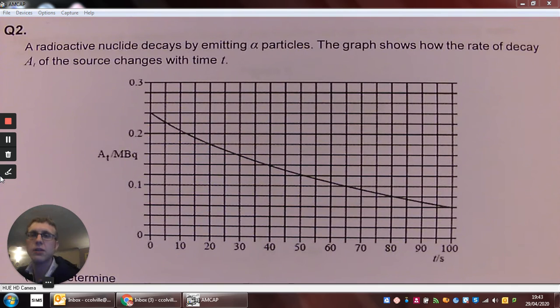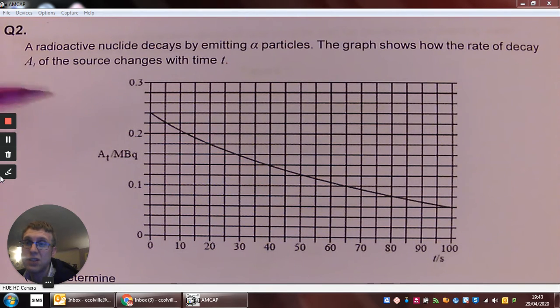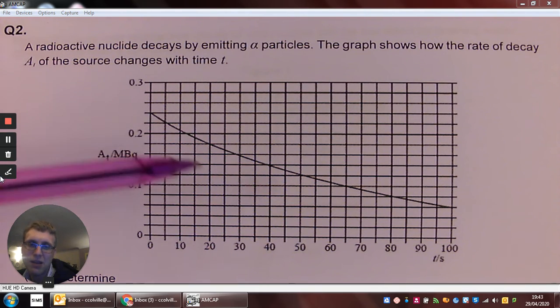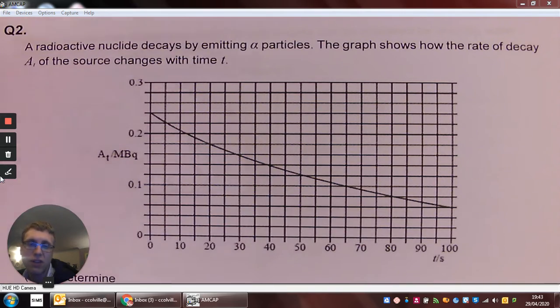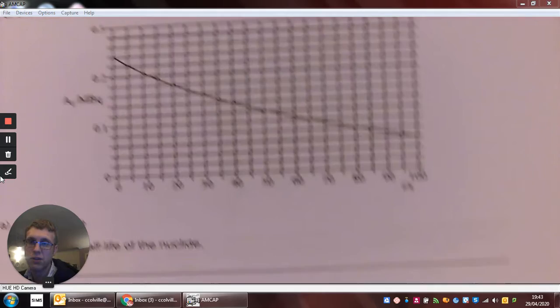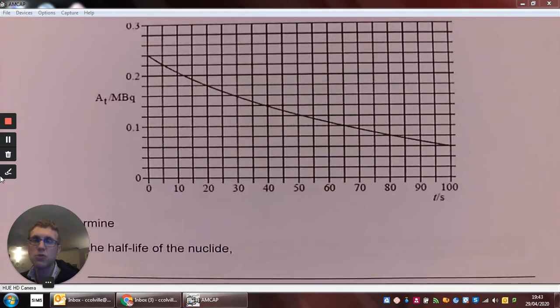So question 2, we're emitting alpha particles. The graph shows the rate of decay of the activity, in megabecquerels, so that mega might be important later on, and how it changes with time. Anytime you see a graph like this, you can kind of see some kind of radioactive decay constant half-life type question that we can use, right? So from this, determine the half-life of the radionuclide. Well, this is our standard, can we draw it from a graph?